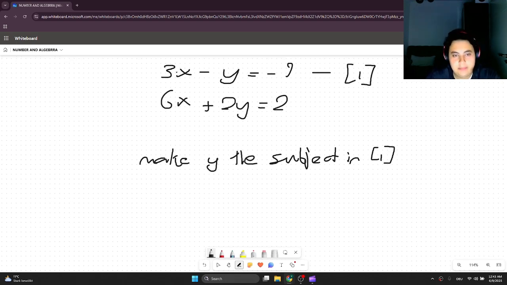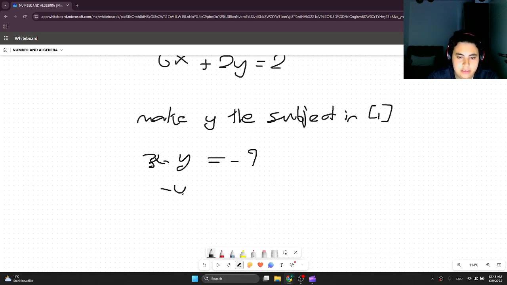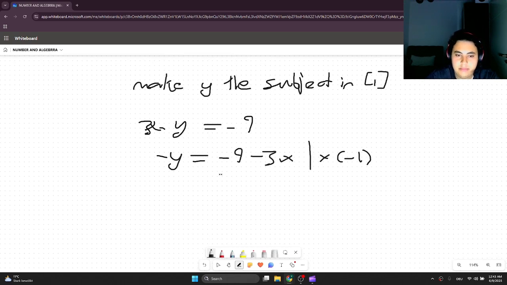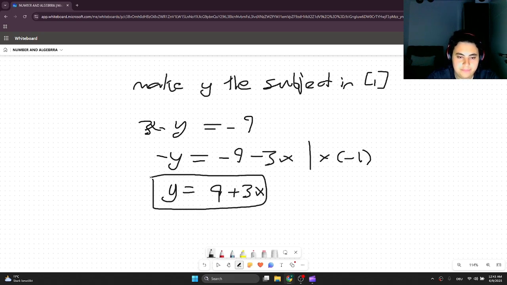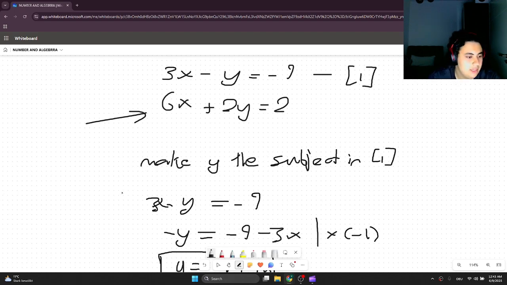So that means I'm going to move my 3x. I have 3x minus y is equal to negative 9, so I move my 3x to the other side: negative y is equal to negative 9 minus 3x. Then I multiply the whole thing by negative 1 because I want it to be nice and positive. So y is equal to 9 plus 3x. So I'll take y and plug it into the other equation over here.